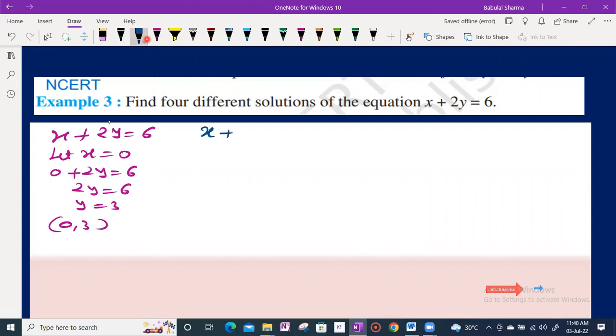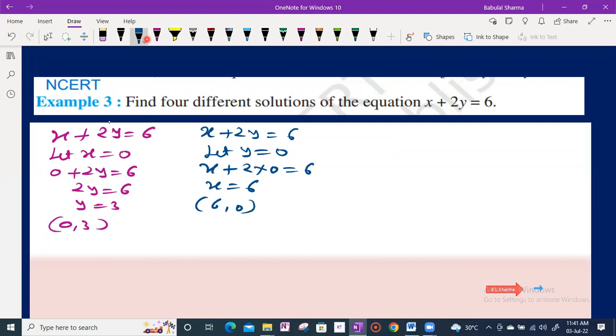Again we write x plus 2y is equal to 6. Let y is equal to 0. We can choose any real number for x and y. So x plus 2 into 0 is equal to 6. So x is equal to 6. So the second solution is (6, 0).